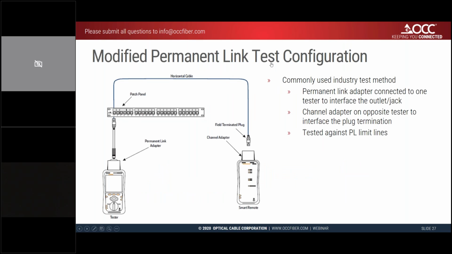So the modified link test configuration, this is what a lot of people called it, and we're still calling it that here because it's really not correct, and we want to distinguish that. But what people were doing for a while was, okay, you've got this topology here, and it's got an outlet on one end and a plug on the other. To interface the outlet, you use your permanent link adapter because that's what you have. And on the field terminated plug end, you're going to use your channel adapter because that's what you have. And you have a plug here, and it plugs into a jack. So how else are you going to do this? Okay.